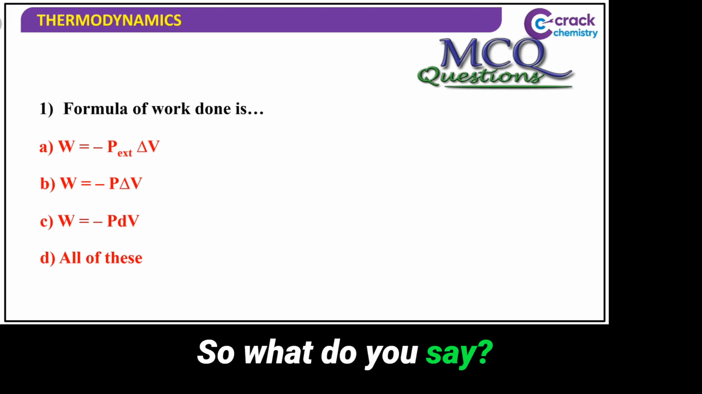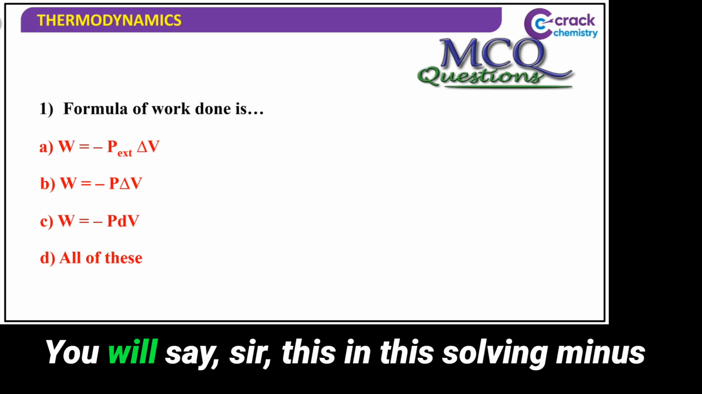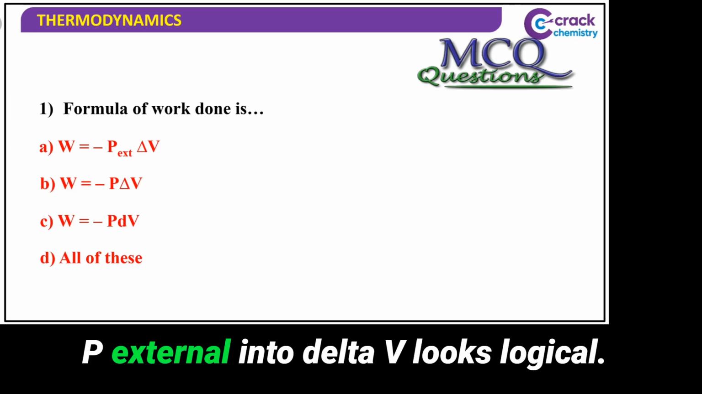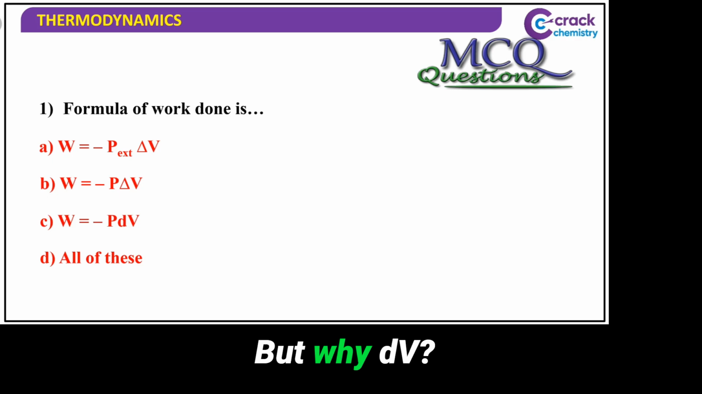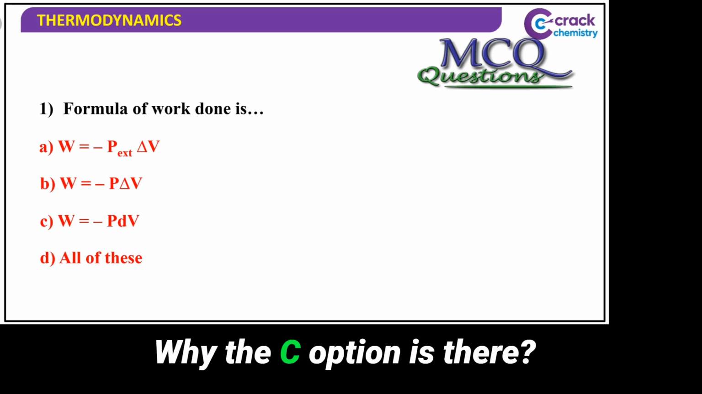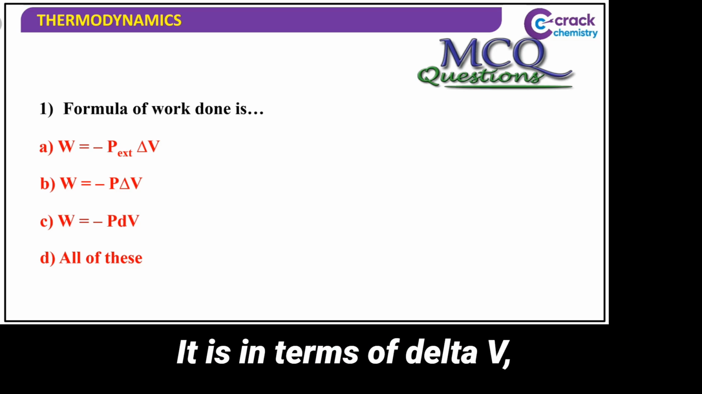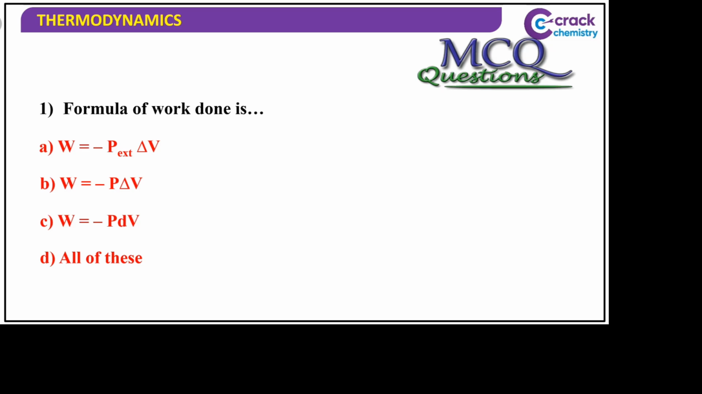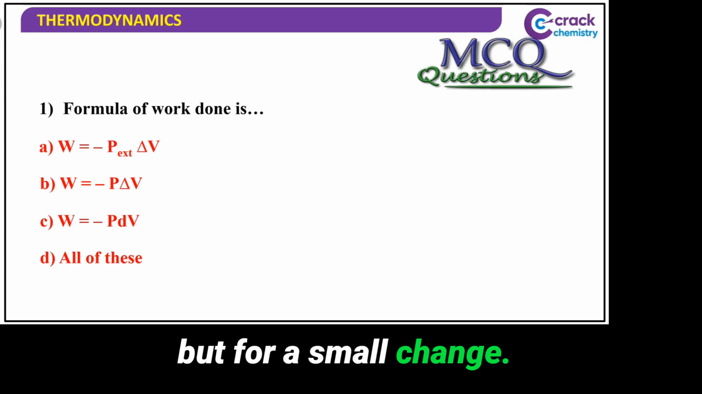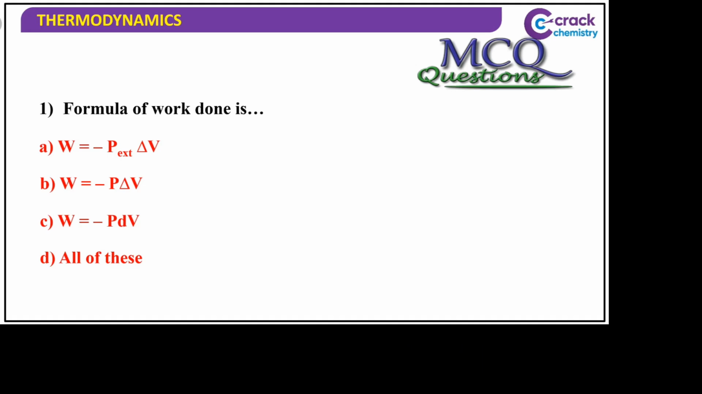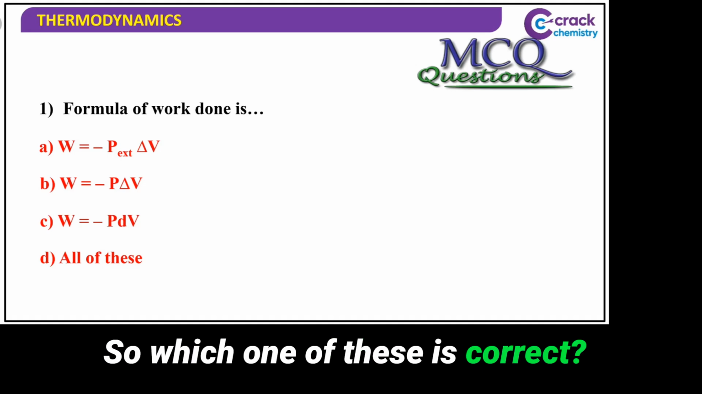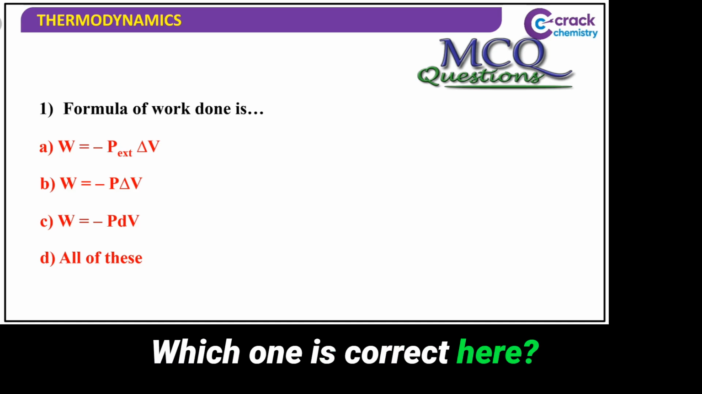So what do you say? Which one is correct? You will say, sir, minus P external into delta V looks logical, but why is the dV option there? Because the work done formula is not in terms of dV, it is in terms of delta V. But for a small change, which one of these is correct? Which one is correct here? What do you say?